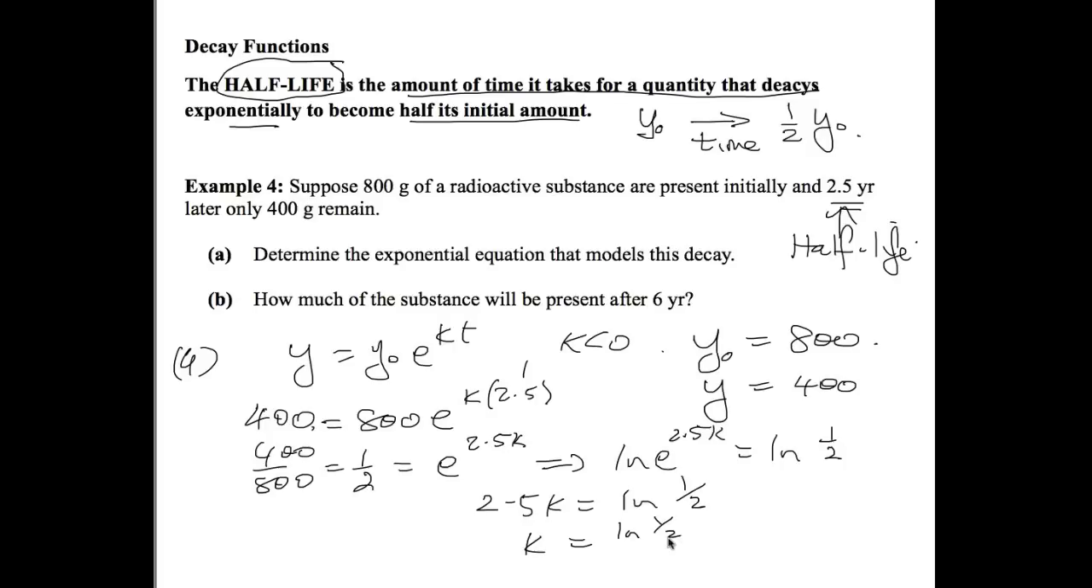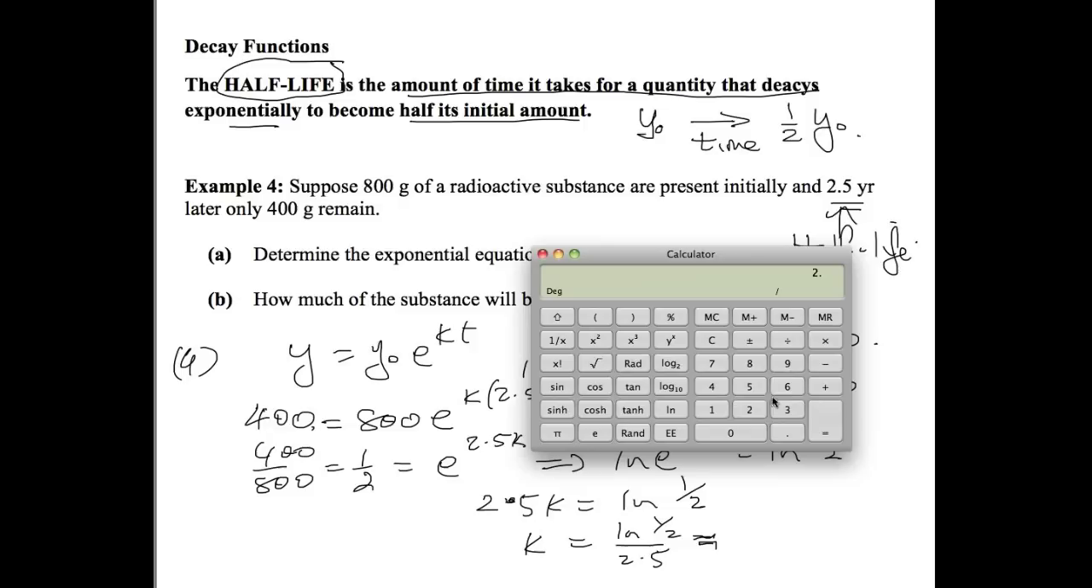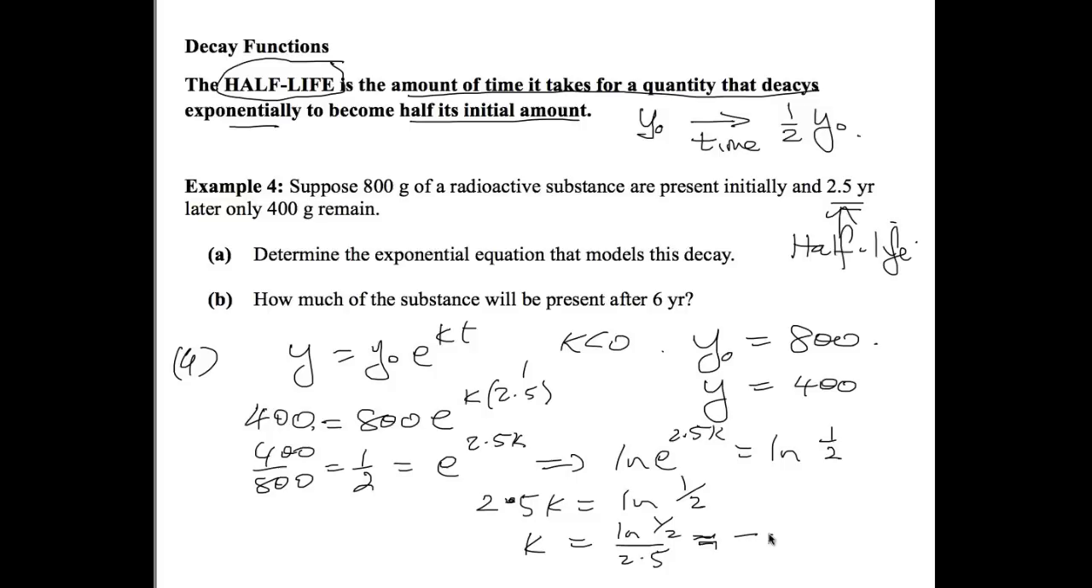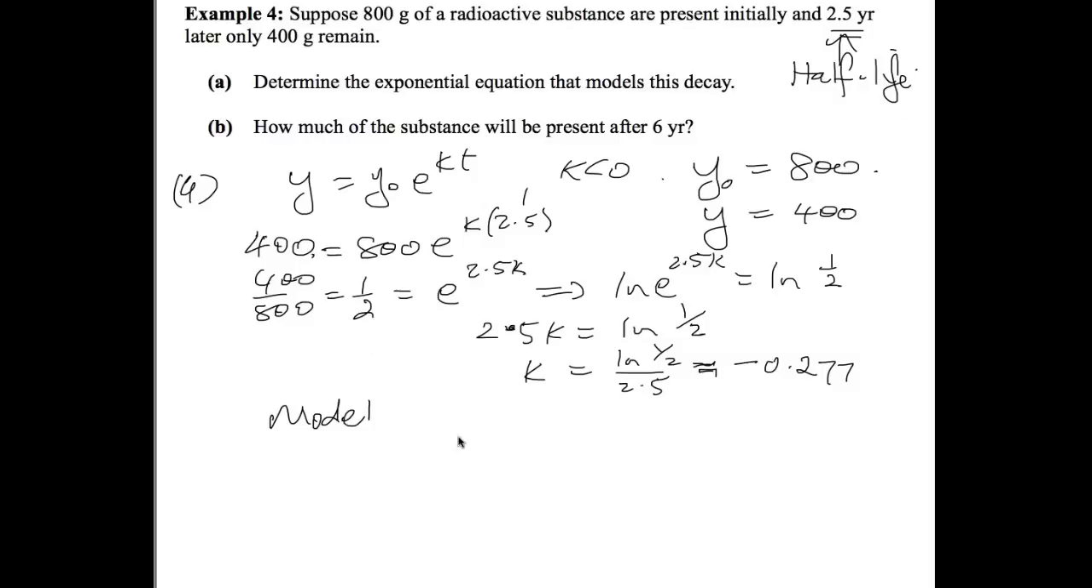So now we can get this approximately. Let's get our calculator. So we get 0.5 is a half, take the ln of it. And now divide by 2.5 gives me negative. Notice it's a negative. It should be negative, 0.277. Okay, so we'll round it to three decimal places. So this means it's going to be negative 0.277. Right, so our model is going to be given by y equals 800 e to the negative 0.277t.